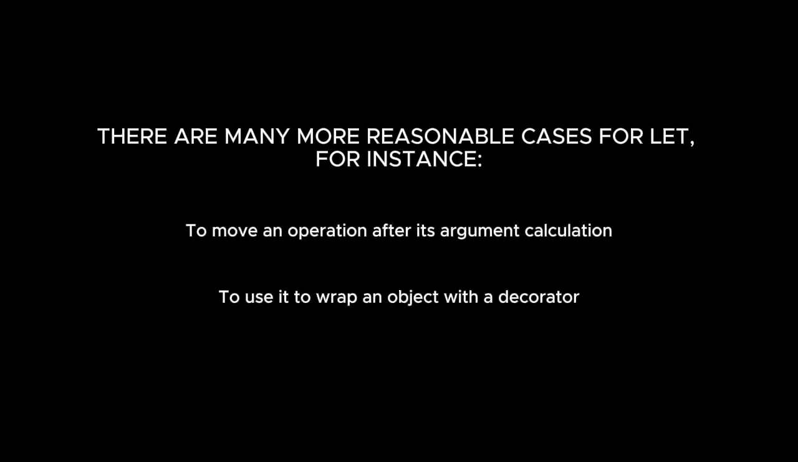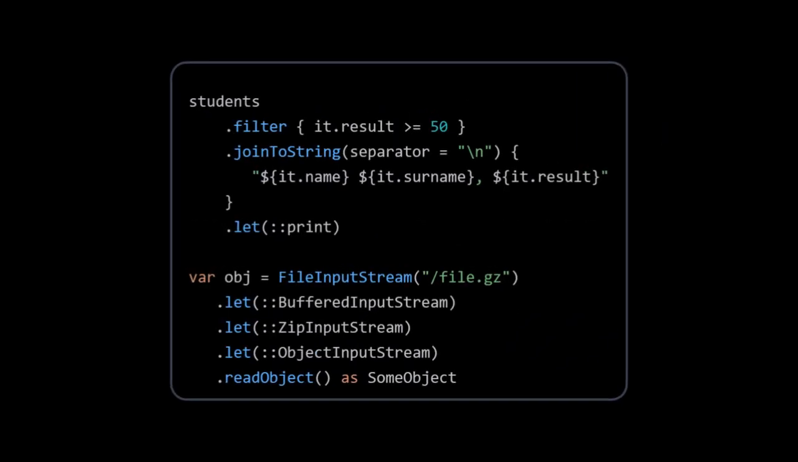There are many more reasonable cases for let, for instance, to move an operation after its argument calculation, or to use it to wrap an object with a decorator. Here are examples of these two uses, both also using function references. In both these cases, we pay the price. This code is harder to debug and is harder for less experienced Kotlin developers to understand. But nothing comes for free, and this seems like a fair deal.